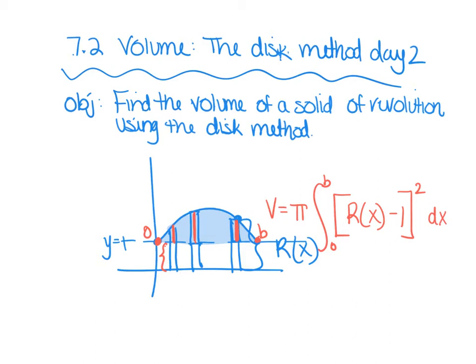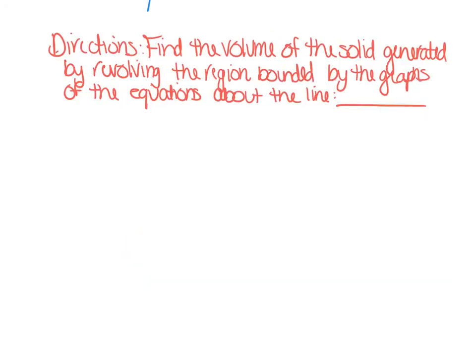So let's go ahead and look at a problem. Okay, so this will be the directions for all the problems today. So if you just want to write it once or not write it at all, that's fine. Find the volume of the solid generated by revolving the region bounded by the graphs of the equations about the line x equals something, y equals something. Okay, so for each one it'll change.